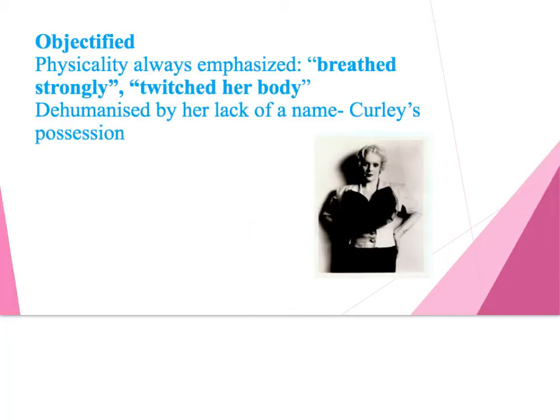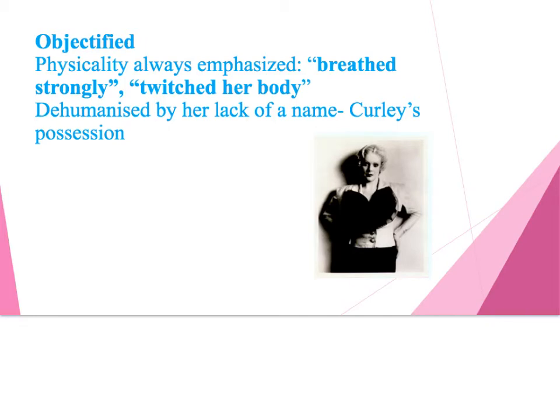Now, remember AO2, thinking about language techniques, thinking about what the writer is doing with language, that has to be the clear focus of your essay. And what we want to do is start off by thinking about Steinbeck and his decision not to give Curly's wife a name. She's only referred to as Curly's wife, and that is because she's dehumanized by this lack of a name. Instead, she's seen as Curly's possession. So she's objectified, she's treated as an object by Steinbeck in relation to the fact that he never gives her her own name. She's just a possession of Curly.